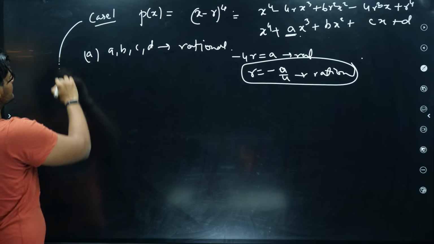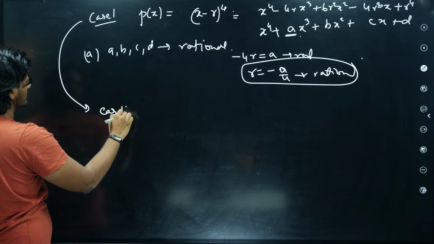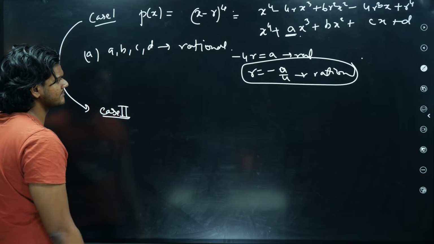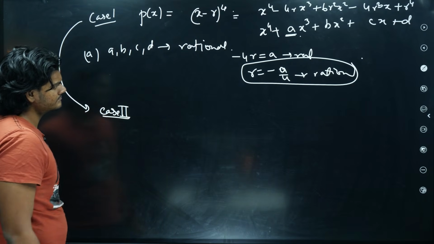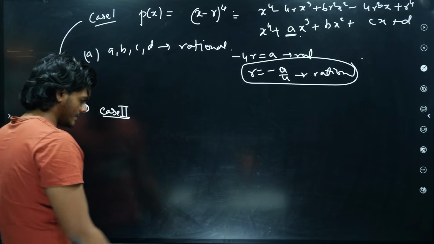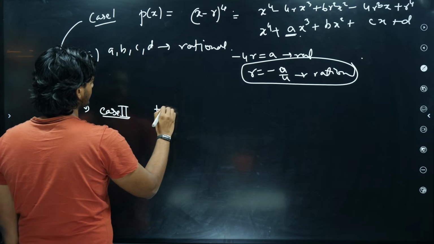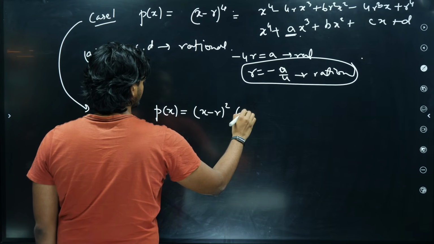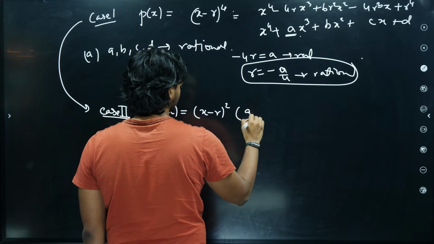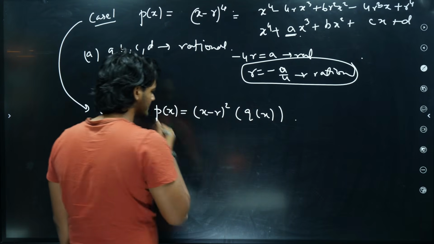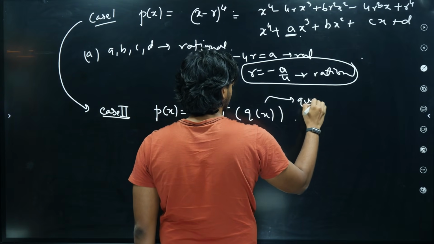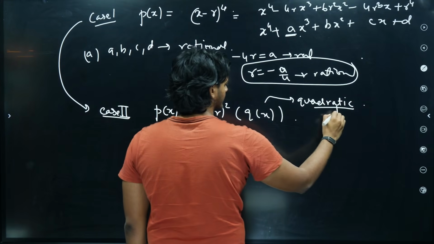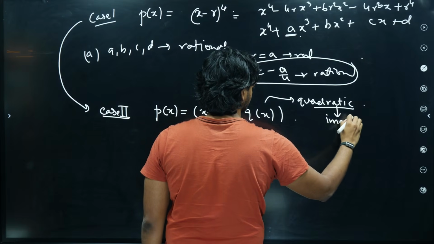The problem comes with case 2. We'll show part B. Part B is actually simpler in some sense. Okay, case 2 is p of x equal to x minus r whole square into some quadratic. I'll just write q of x here. All right, this is a quadratic, a quadratic with imaginary roots.